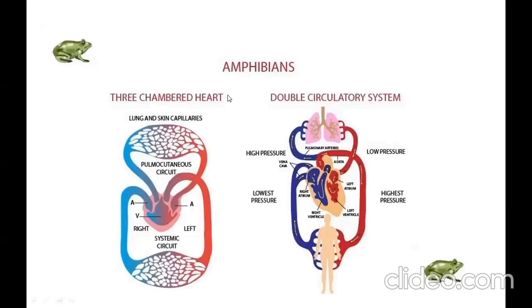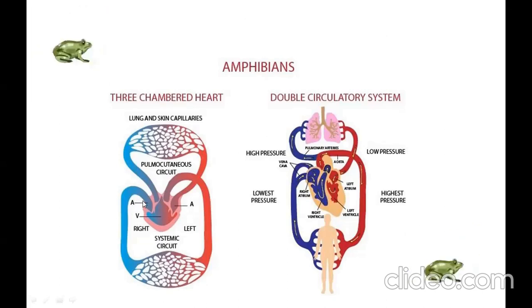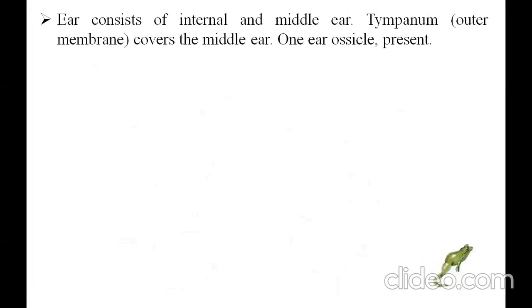And this image shows you the three-chambered heart. You can see the two auricles. See, A denotes the auricle on both sides, and V denotes the ventricle, which is not separated, not divided. So it is a single ventricle, whereas we have two auricles. And the amphibians have the double circulatory system, which is very unique for the amphibians.